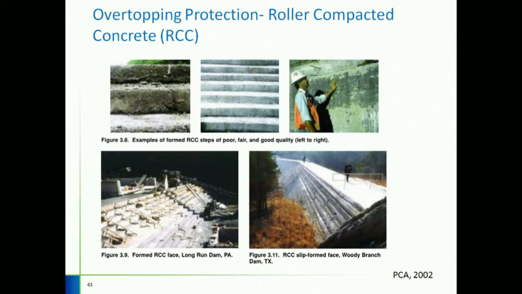Examples of poor construction and better construction: on the left you see the poor and the better on the right, and you can see the formwork around here as well.